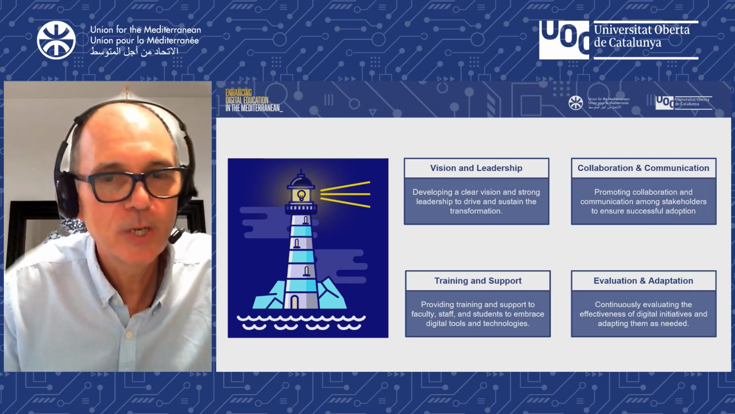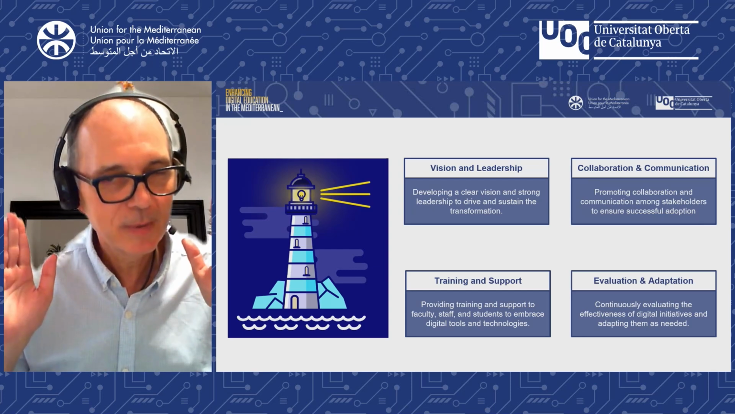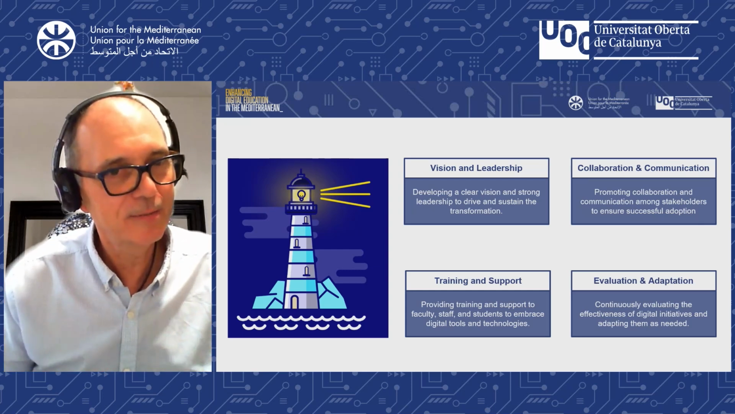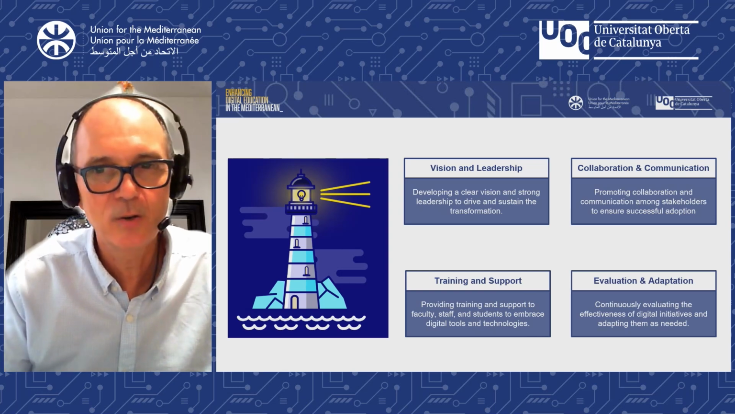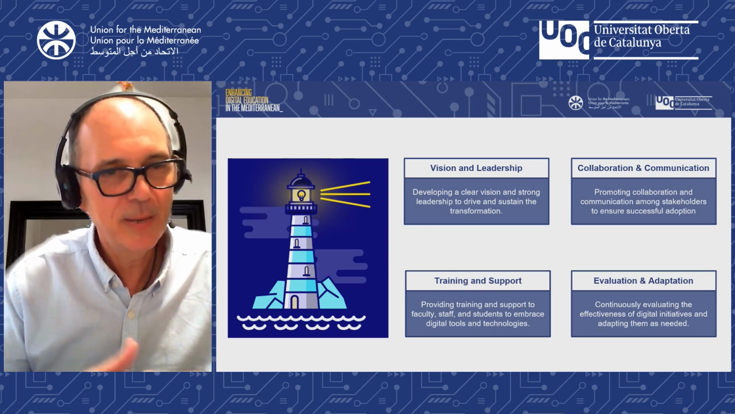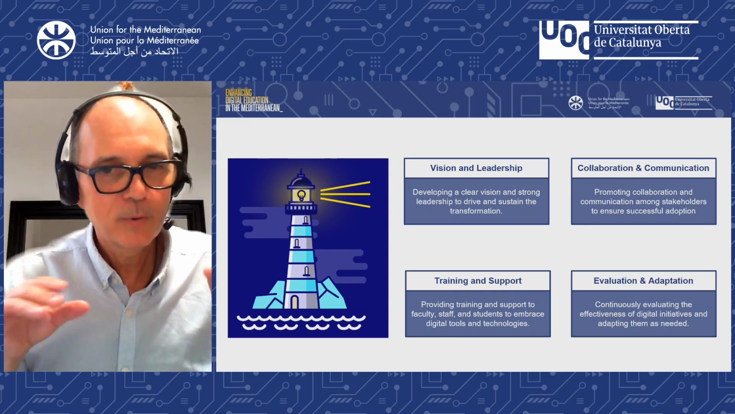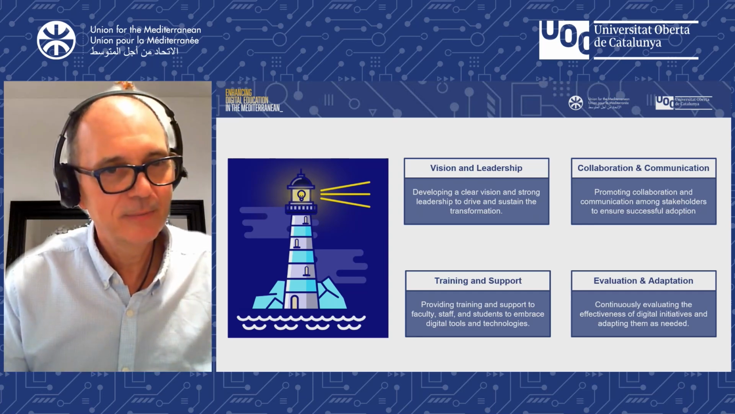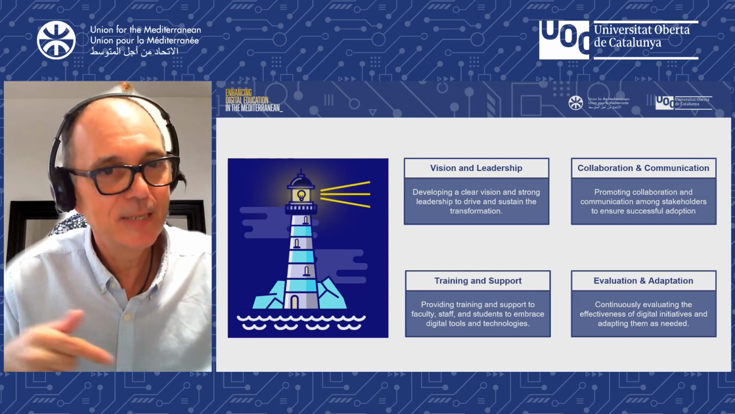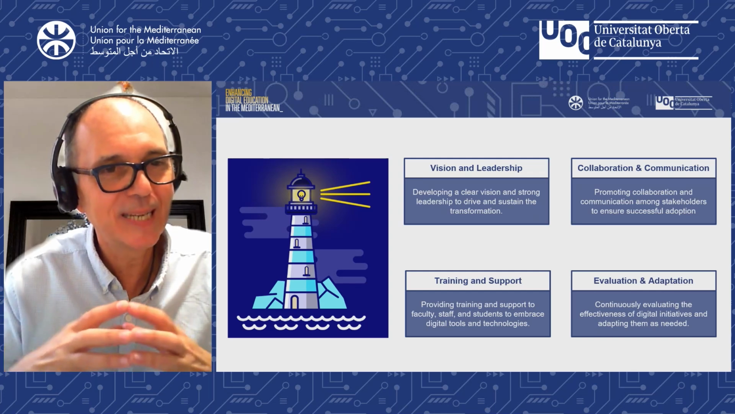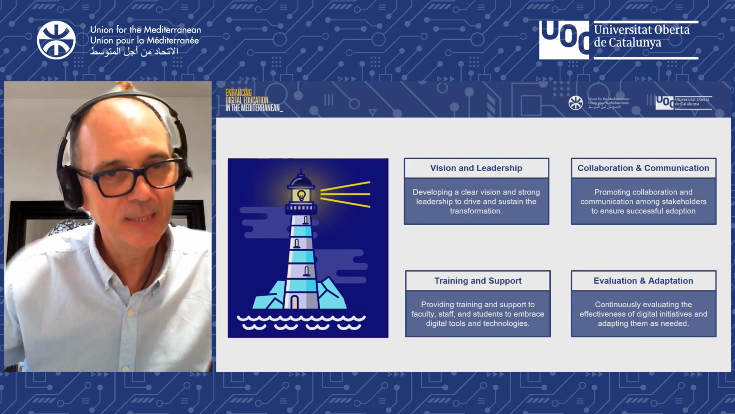So we arrived at the conclusions in terms of digital transformation. Four key points that we want you to remember. First, vision and leadership: we have to develop a clear vision and strong leadership to drive and sustain transformation. Second, collaboration and communication: we have to work collaboratively and communicate all the time among all the stakeholders, ensuring their willingness and comfort to participate, providing a safe environment for discussion and critique. Third, training and support: providing enough training to all staff, including students. Fourth, evaluation and adaptation: continually evaluating the effectiveness of the actions we are implementing. We don't need to wait until the end. We have to establish key points within the process of digital transformation and see how they are doing.